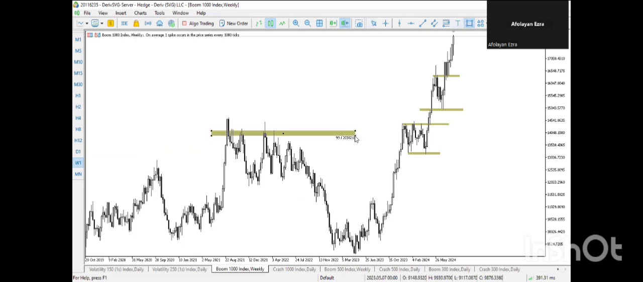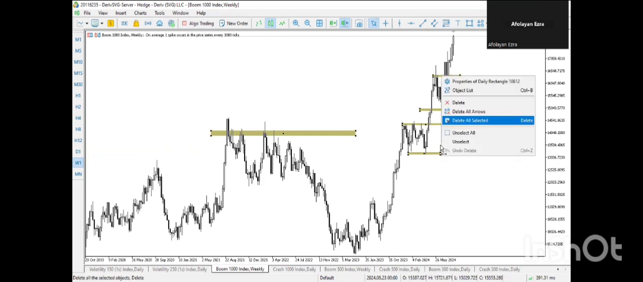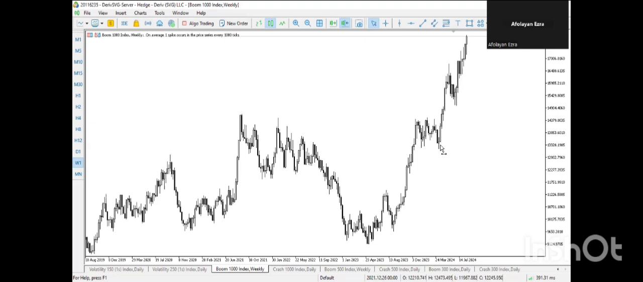Now let me remove all this. Let's see what we have on weekly. The previous weekly high was somewhere around here. We have that weekly low somewhere around here, which is very okay and very comfortable. The next weekly high we have was somewhere around here, then that low is somewhere around here.